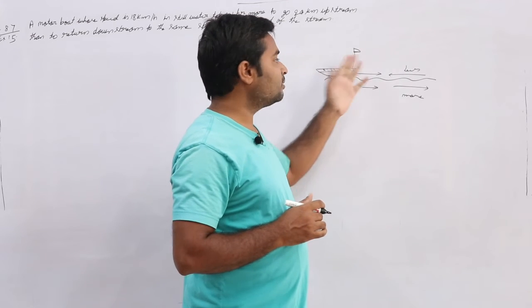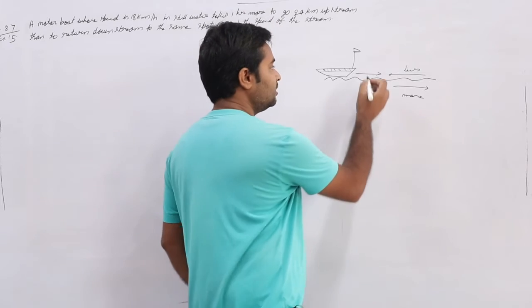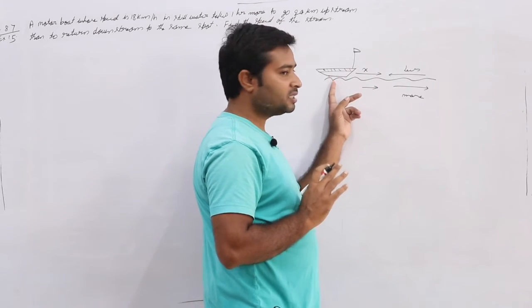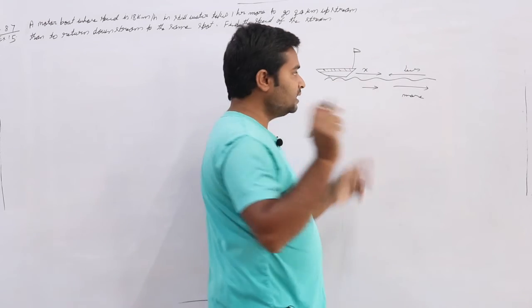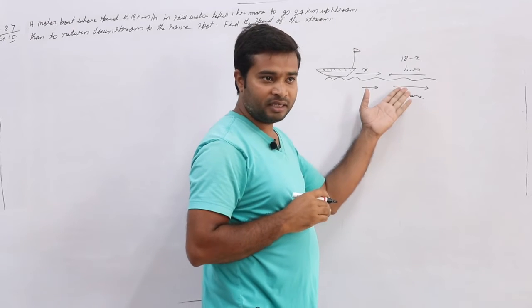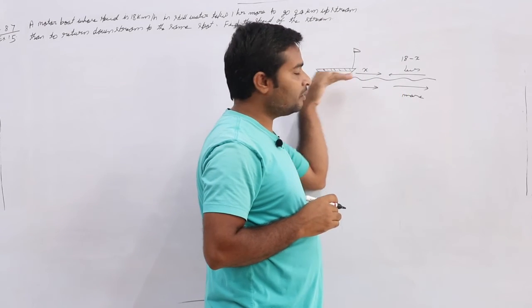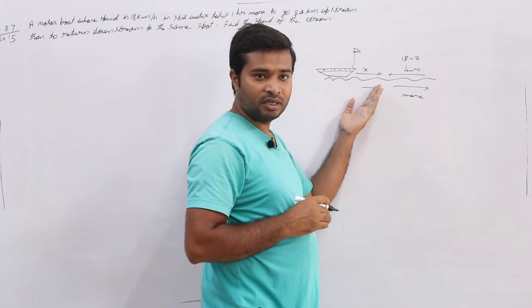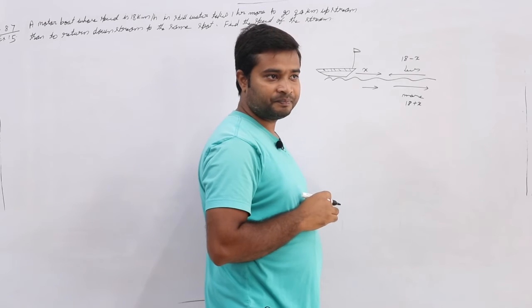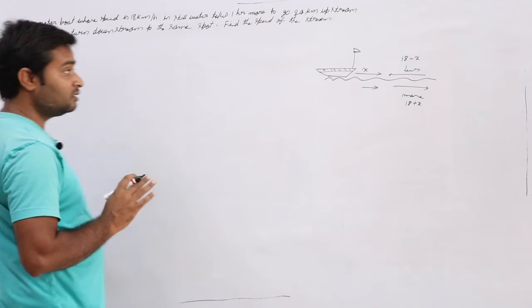So let the speed of the stream be x. We assumed x. But the speed of the boat is given as 18 kilometer, that is the speed in still water. Means in the upstream it will be 18 minus x, because going upstream the speed will be less. And downstream, 18 plus x. Understood or not?